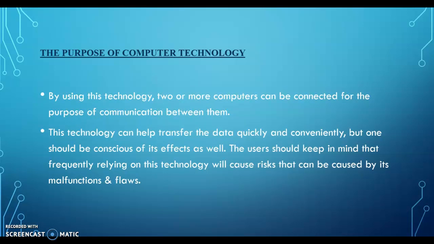Finally, we come to the purpose of computer technology. Usually by using this technology, we have the opportunity to connect two or more computers for the purpose of communication. It can help transfer data quickly and conveniently, but we should also be aware and conscious of the effects of it, as users should keep in mind that frequently relying on technology will cause risks that can be caused by its malfunctions and its flaws.